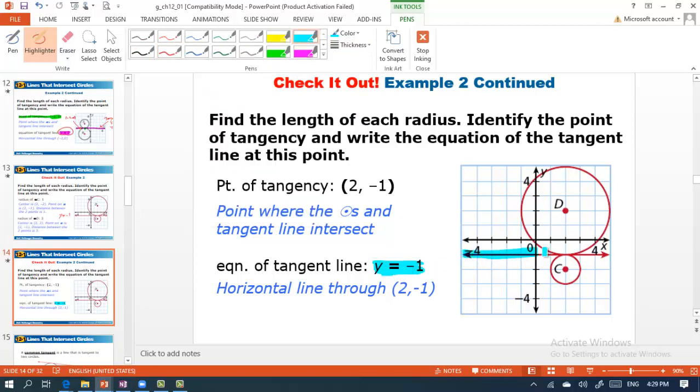And you can see the line of tangency is this. And the point of tangency for this one, you can see it here, the point of tangency, it's (2, -1). As you can see here, a certain point of tangency. And we can find the radii, this one and this one.